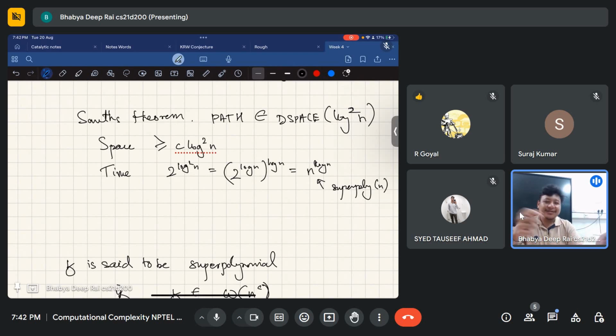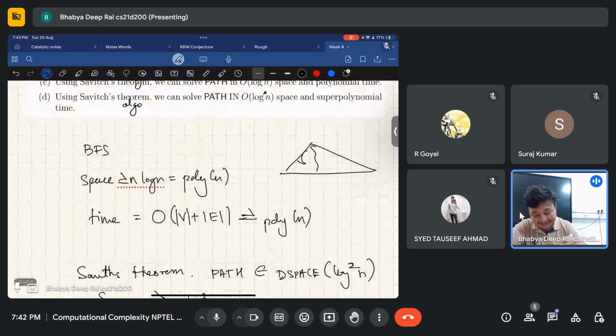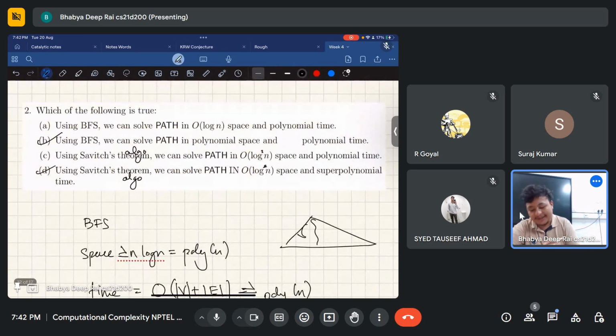And there's another question like QP versus P and so on. But this is still more than polynomial. And so which is the answer now? The answer is now B. B and D are the correct answers.